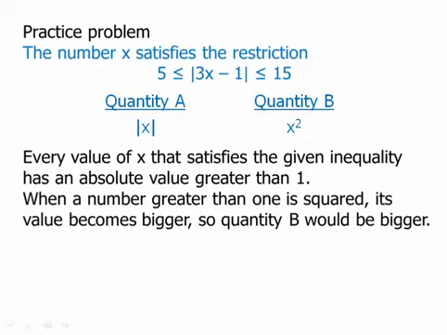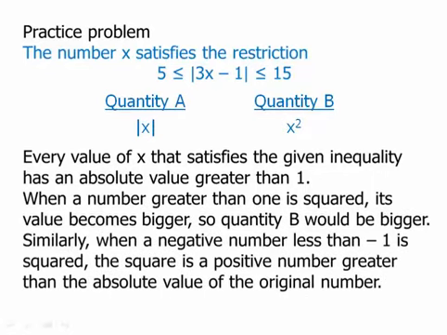Well, when a number greater than 1, any number on the number line greater than 1, is squared, it becomes bigger. So of course, quantity b would be bigger. Remember, if we square 1, we get 1. If we square fractions between 1 and 0, they get smaller. But numbers bigger than 1, even a decimal like 1.01, when we square it, it gets bigger.